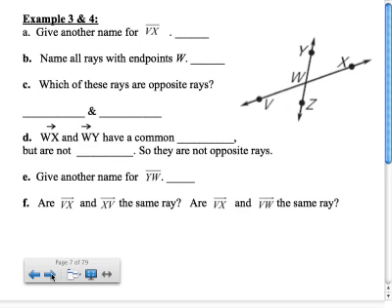It says give another name for VX. Again, this is something you should be good at. VX is the same as XV. Name all rays with endpoint W. Well, I'm just going to trace them here, I'll let you write them. You have WX, WZ, WY, WV. Those are 4 different rays, all with the endpoint W.